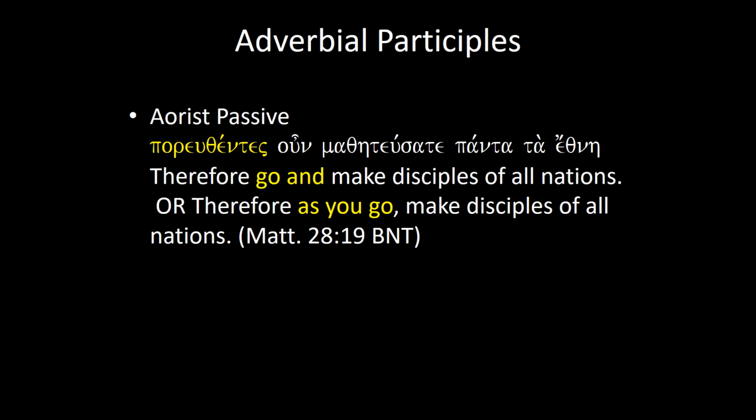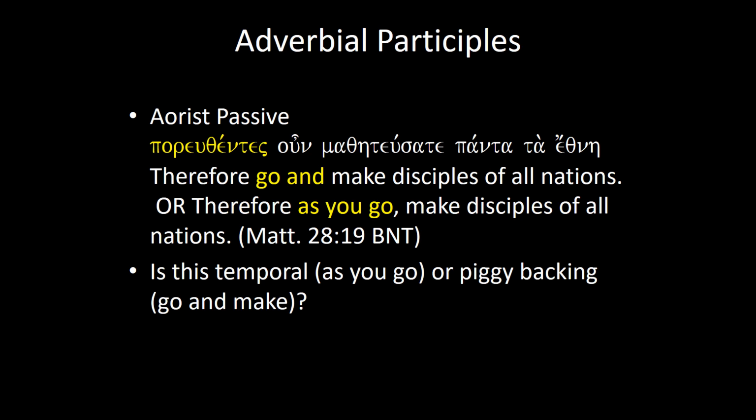So the word poreuthentes is a participle. That's the word we're trying to figure out how to translate. The word in the middle, mathetusate, that is an imperative. That's a command. We'll study those soon. That's the main point of this verse. Make disciples. But what kind of participle is poreuthentes?